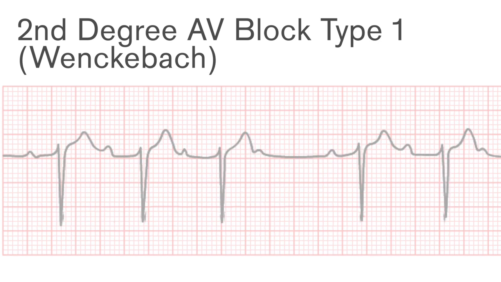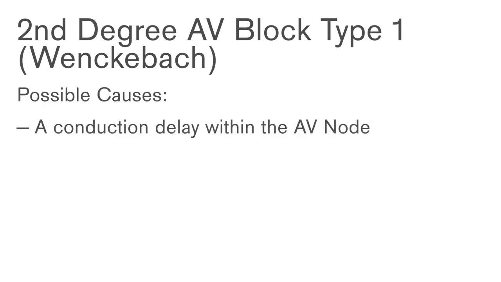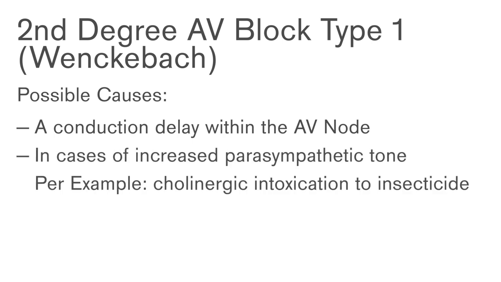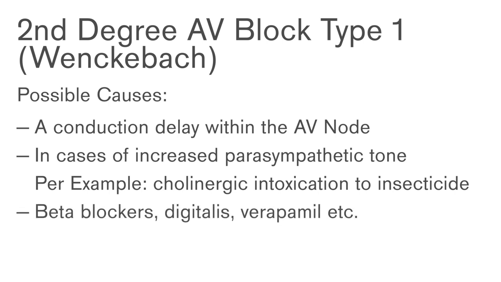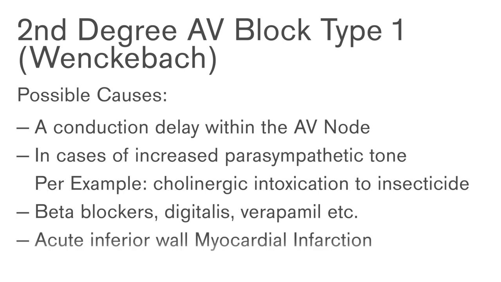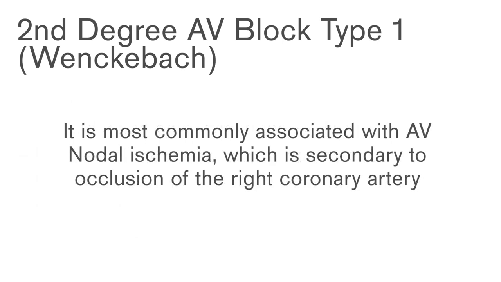Causes of second degree type 1 AV blocks are, first, a conduction delay within the AV node itself. Also, increased parasympathetic tone, which is a temporary condition, for example, cholinergic intoxication to insecticide, or medication intoxication to beta blocker, digitalis, verapamil, etc. It can be seen in acute inferior wall myocardial infarction, transient in the first 24 to 48 hours of infarction.